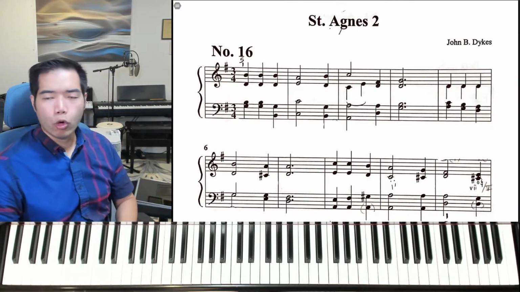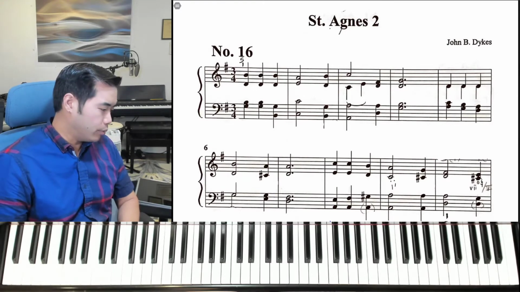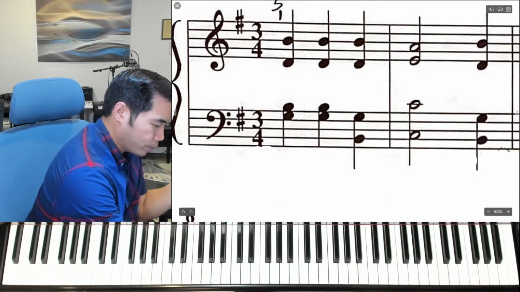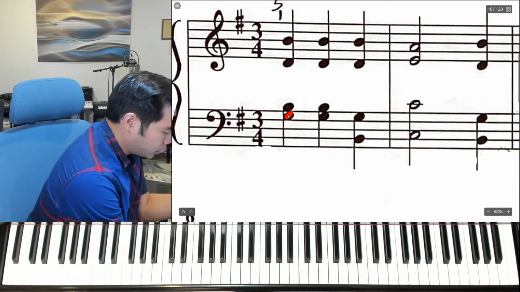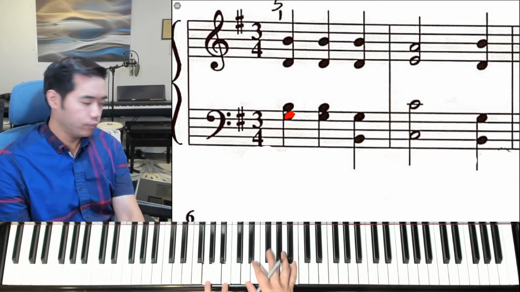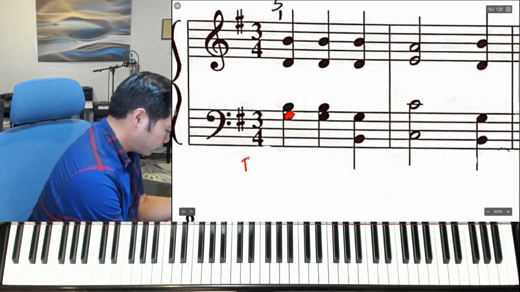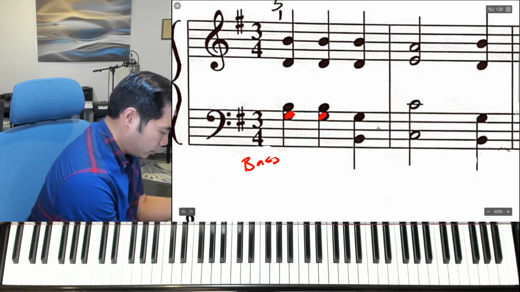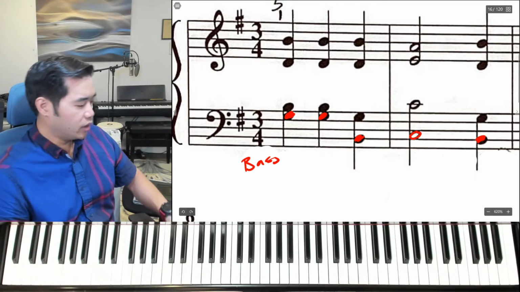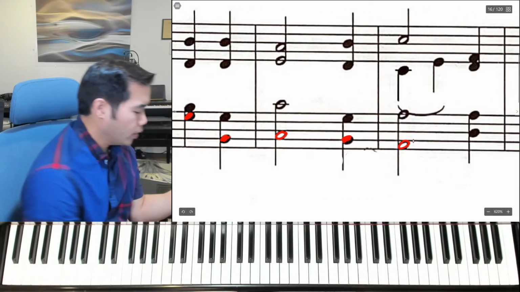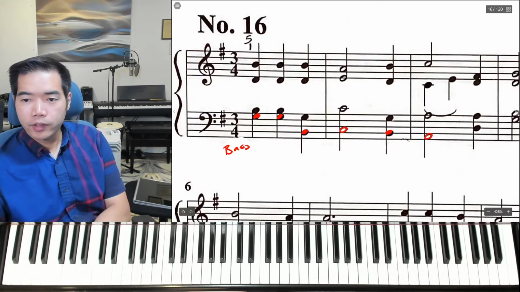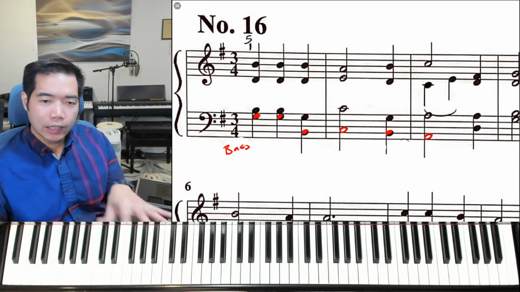So let's take this 4-part hymn as an example. If you take a look at the very first chord, I'm going to highlight the lowest note. This is the lowest note because it's lowest in pitch. So that's the bass note. This is the bass note. This is the bass note. Notice it's always the lowest note. Okay? So the bass is very easy to understand.